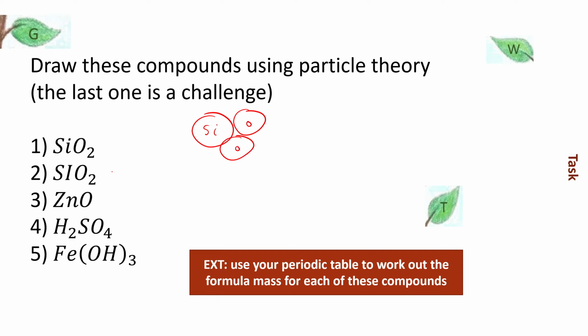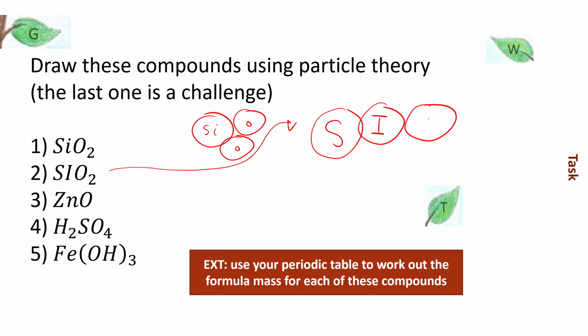I'll do number 2 as well. So this is number 2 over here. Here I've got a sulfur atom, I have got an iodine atom, and I've got 2 oxygen atoms.